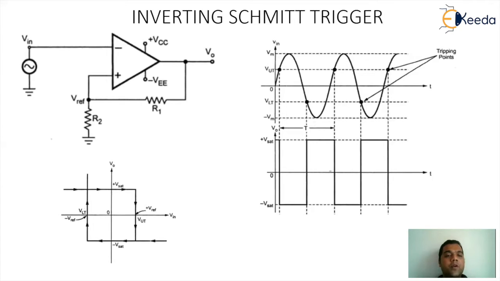So that is the basic logic of hysteresis, which is the potential difference between the upper threshold and the lower threshold. That is the band where the output is either going to remain plus Vsat or minus Vsat, which can be illustrated in the lower figure, which looks like a square.